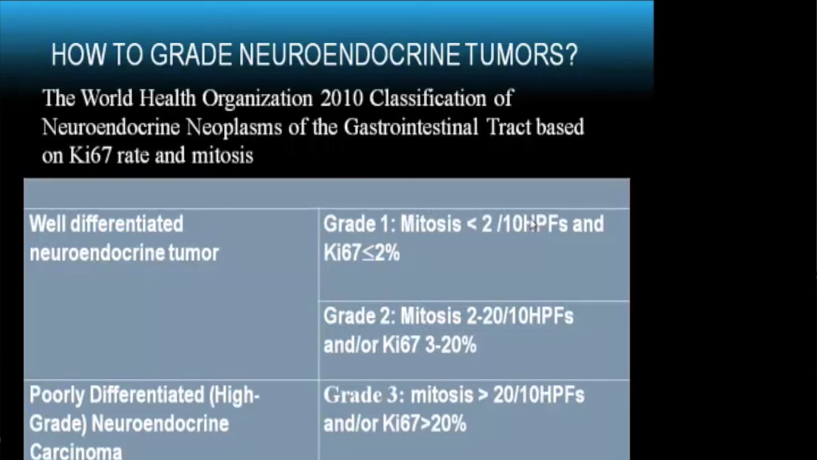In addition, the WHO groups grade 1 and grade 2 tumors into one big category. We call grade 1 and grade 2 tumors well-differentiated neuroendocrine tumors. But the grade 3 tumor is called poorly differentiated or high-grade neuroendocrine tumor.